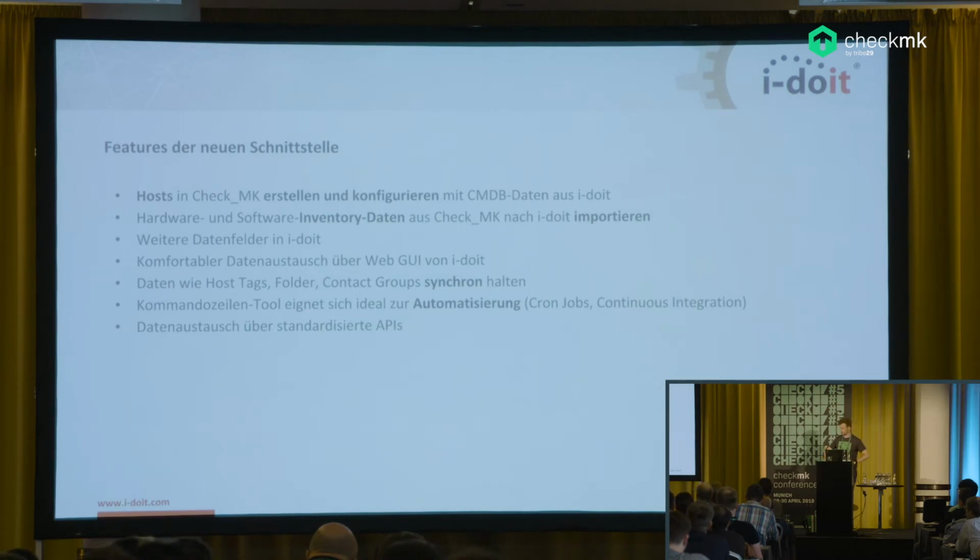So what was important for us with this interface? Why did we rework it? We used to use SSH and copy functions and wrote the Wato configuration that way, which isn't good because there are very stable APIs on top of i-doit and also on the Checkmk side, so it's much better to use these APIs.